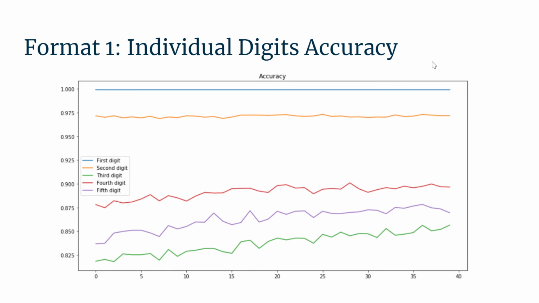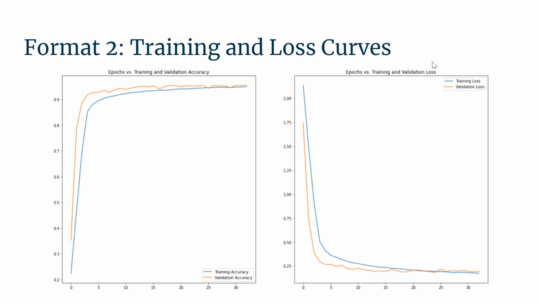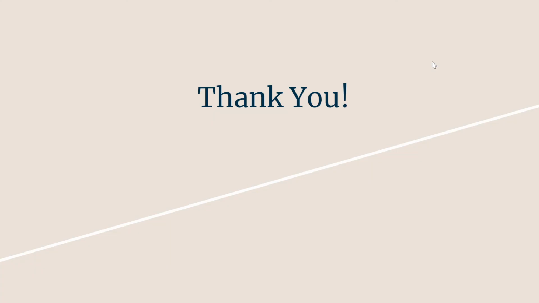These are the curves for each and every digit that I predicted for format 1. I was able to create this graph because a single image contained more than one digit. This graph was possible for format 1, but a similar kind of graph is not possible for format 2. As you can see, the best accuracy is for the first digit because it has the highest number of samples. It's almost reaching 1, and then all the other digits follow. For format 2, these are the accuracy and loss curves. After only a few epochs, the accuracy reaches above 90%, and the loss subsequently decreases. So this has been my presentation.